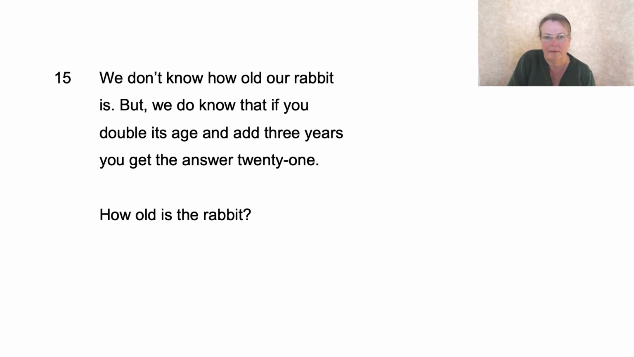Question number 15. This is, once again, reverse operations. We do know that if you double its age, let's take its age, question mark, you can call it anything if you like, rabbit, Nebuchadnezzar. Double, what does double mean? Good, times it by 2. So they're testing your vocabulary. And you add 3 years.